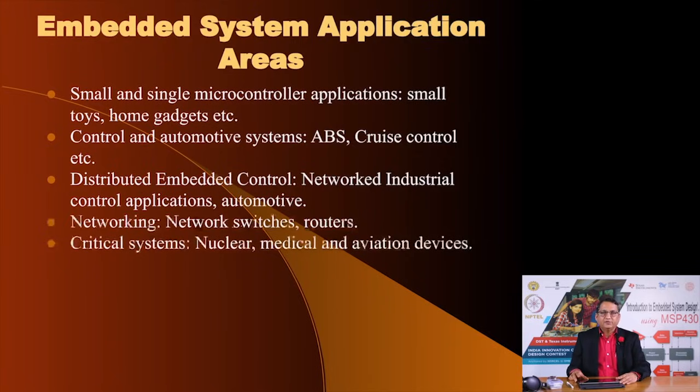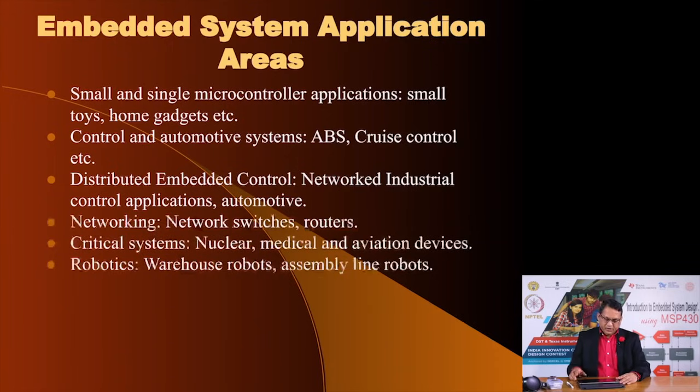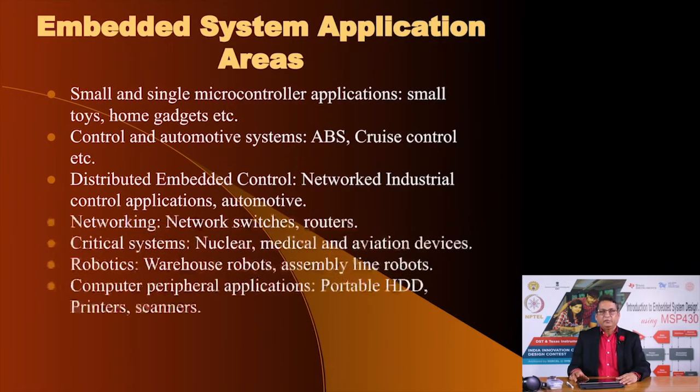Then you have robotics, where we have warehouse robots or assembly line robots. Then computer peripheral applications, where you have portable hard disk drives, printers and scanners, and signal processing applications such as radar or security cameras. These are application areas of embedded systems.